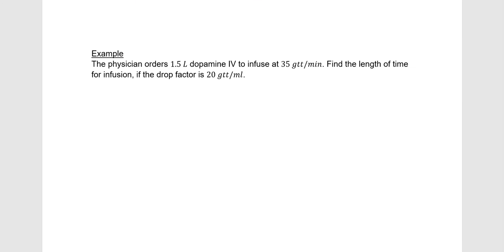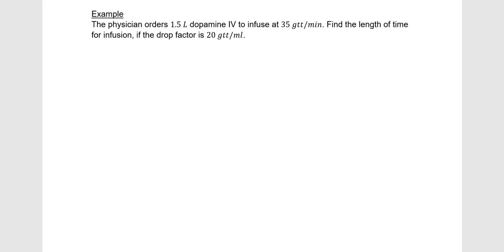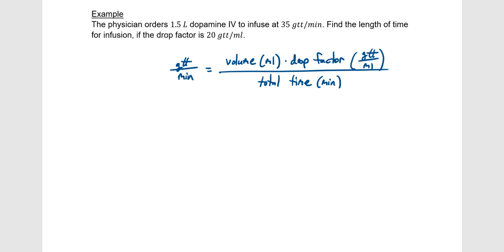Okay, so let's do one more here. So the physician orders 1.5 liters dopamine IV to infuse at 35 drops per minute. Find the length of time for infusion if the drop factor is 20 drops per milliliter. Okay, so we have our formula here, and we have our volume of 1.5 liters. So converting this into milliliters, we have to move the decimal 3 to the right. That's going to be 1,500 milliliters.